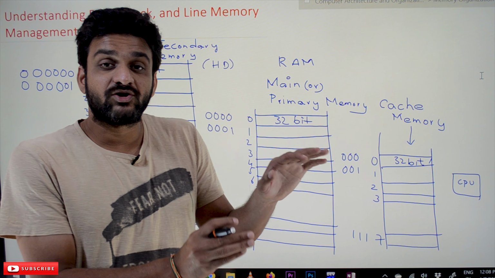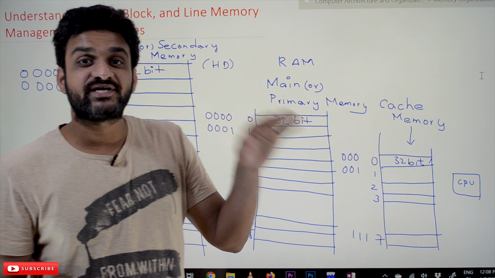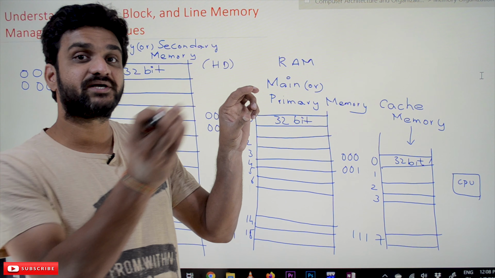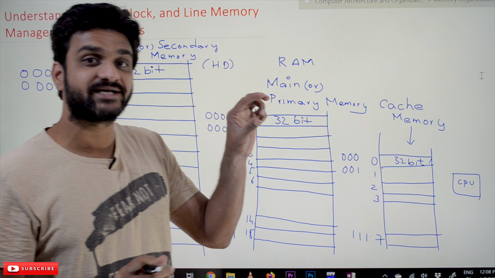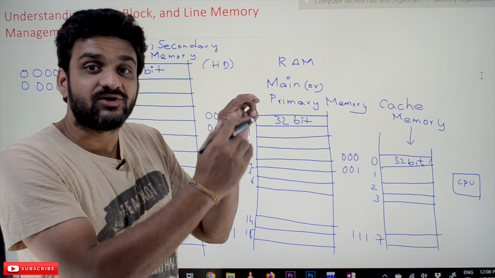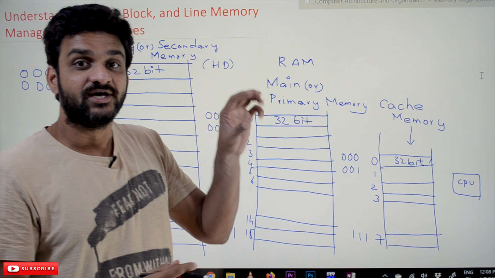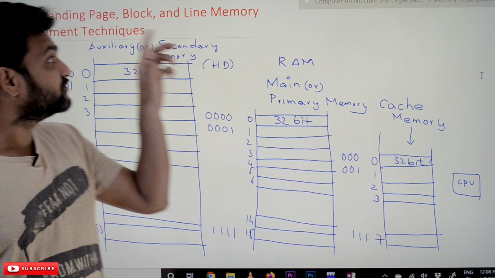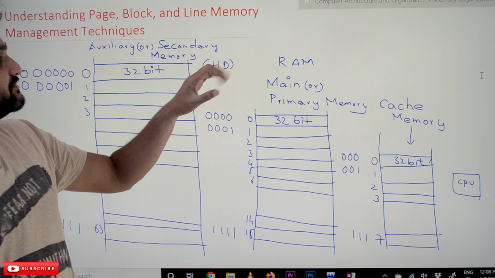In the spatial locality definition, we said that at any particular point of time, if a particular memory location has been accessed, it is likely that a nearby location will get accessed. So based upon that concept, the concept of paging, block and line came into existence.